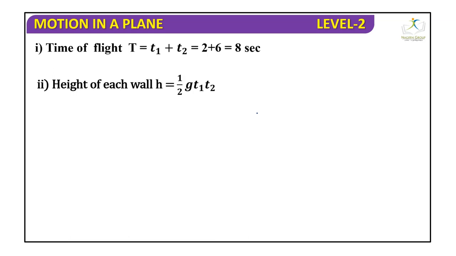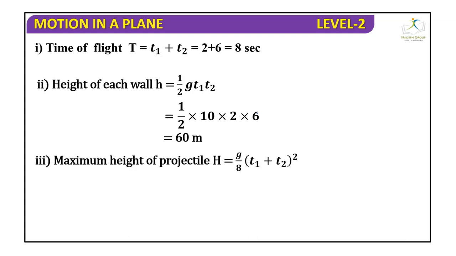Second, height of each wall is h equals half g t1 t2. So t1 is given 2 and t2 is 6, and g we know 10, I'm assuming. This will become 60 meter. And third one is the maximum height of projectile, which is H equals 9 by 8 g (t1 plus t2) whole square. This will become 10 by 8 times 8 whole square, 80 meter. According to this, the correct option for this question is option 4.